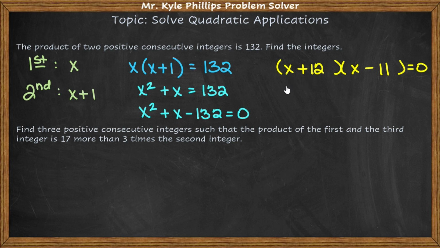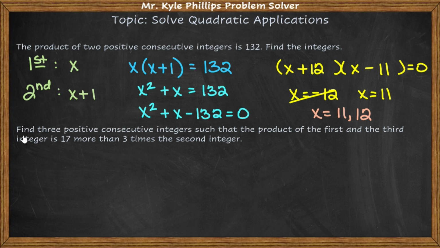So when I set these equal to 0, I have x equals negative 12 and x equals 11. Well, we know the negative is not going to work because they say positive consecutive integers. So this is wrong. So x is 11, and then the next consecutive number is positive 12. So your two numbers are 11 and 12.